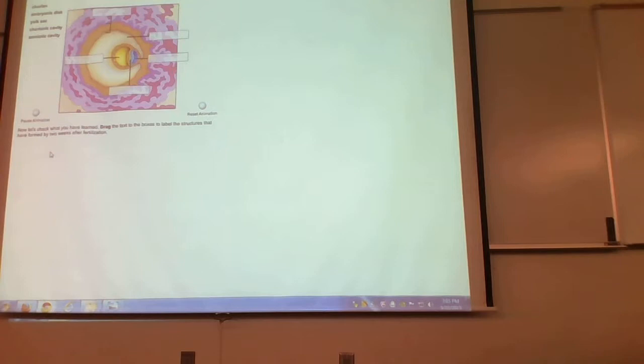So now we're at 2 weeks after fertilization. So week one is when we actually entered the endometrium. Now this is week two. So what have we done between week one and two? What happened here? What did the animation say you did?